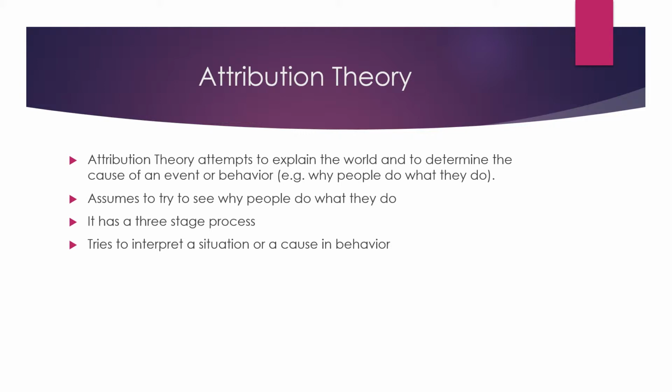Attribution theory attempts to explain the world and to determine the cause of an event or behavior, why people do what they do. It has a three-stage process, and also tries to interpret a situation or a cause in a behavior. So pretty much this theory goes over why people react to certain things, or why you wonder why people do the things they do. This is exactly what this theory is over.